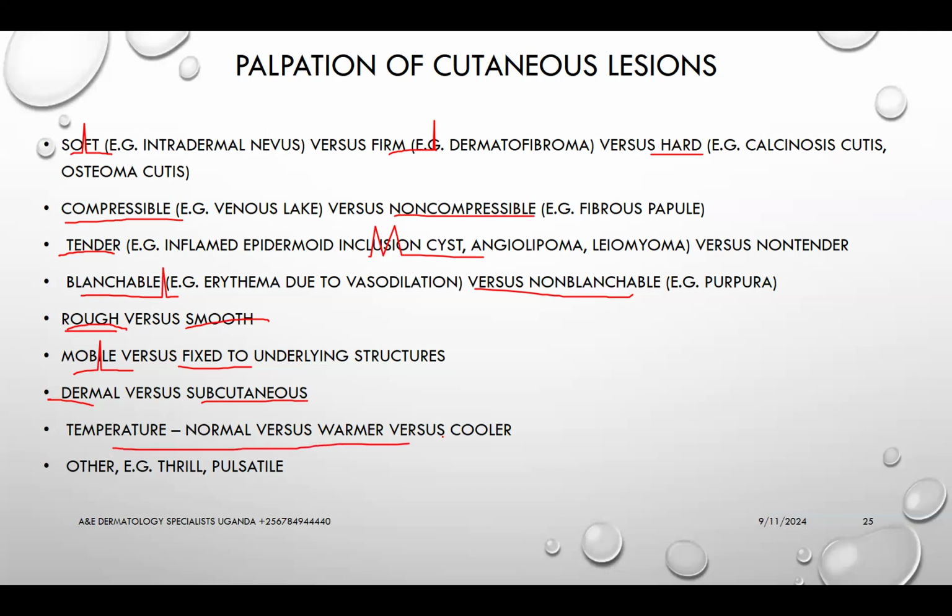And then the temperature. Is the temperature normal or warm compared to the surrounding area? Are there any other features like thrills? Is it pulsatile, like the vascular malformations? If you have a vascular malformation, you need to comment whether you are able to pick up thrills or pulses. So then we know whether it is arterial or even venous.